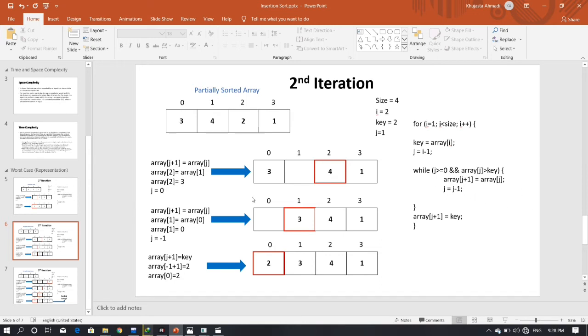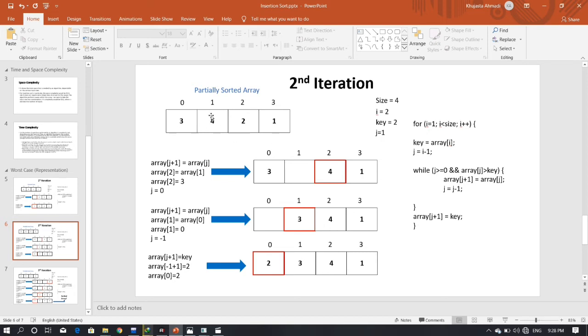j is now 0, and the condition of the while loop is met again. j is more than or equal to 0, and array of j is more than key, which is 2. So 3 is more than 2, and now we can enter the swap.